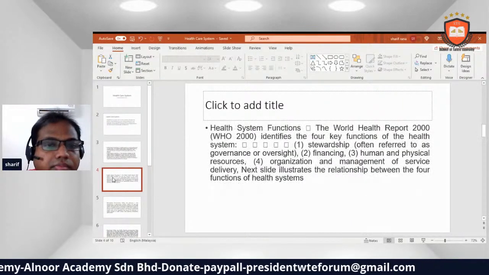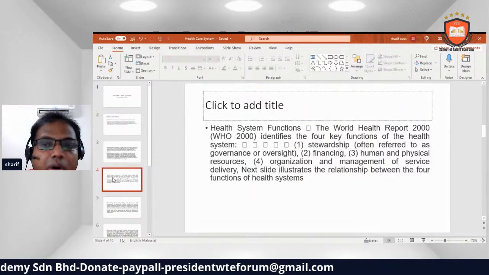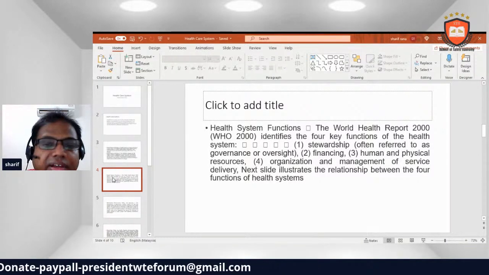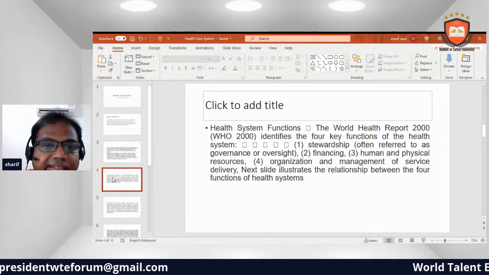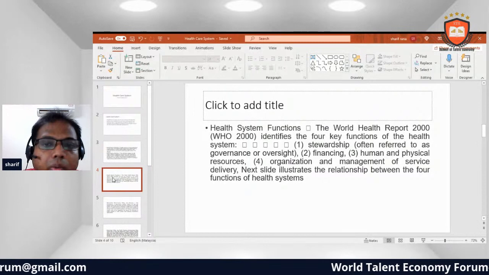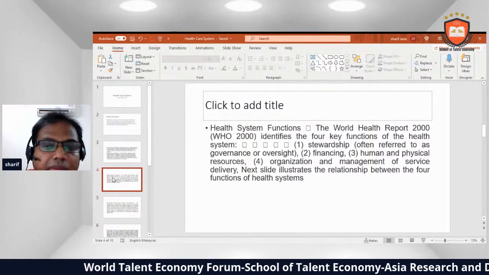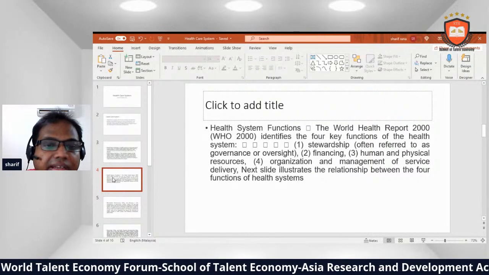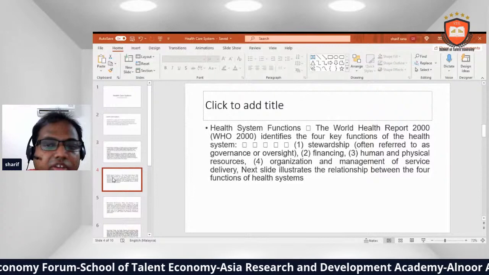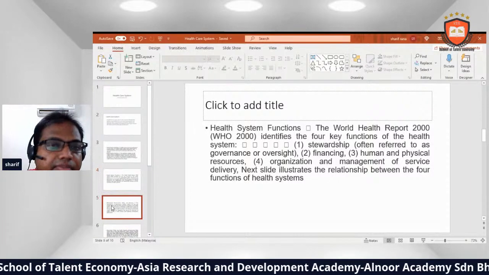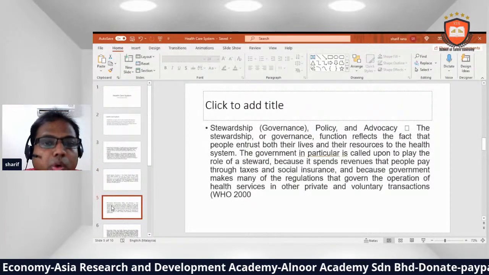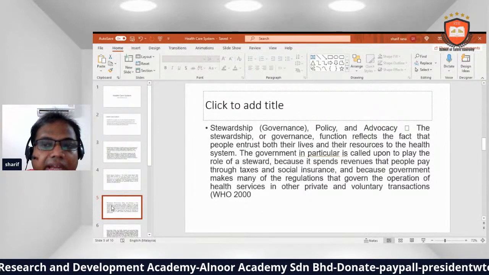Health system functions. The World Health Report 2000 identified the 4 key functions of the health system. Number 1, stewardship. Number 2, financing. Number 3, human and physical resources. Number 4, organization and management of service delivery. The next slide illustrates the relationship between the 4 functions of the health system.